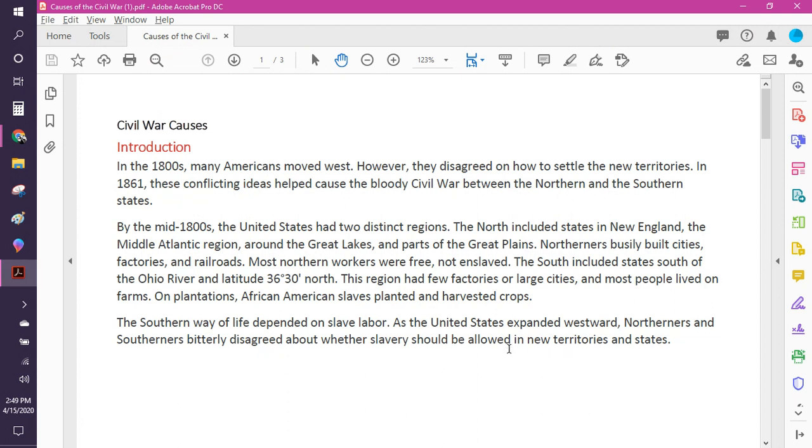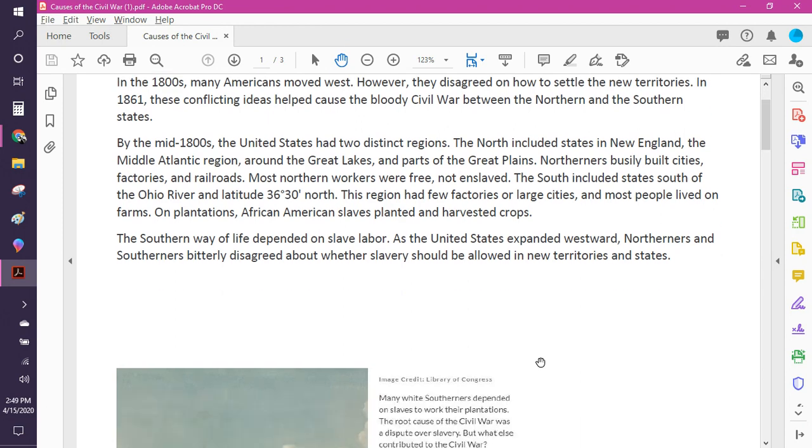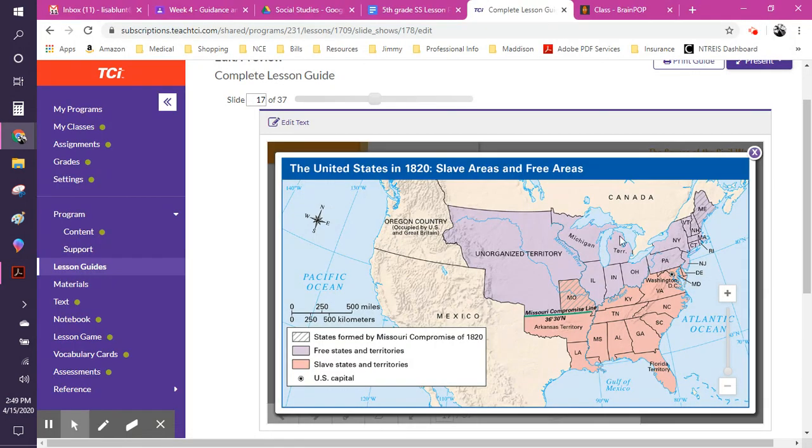So, let's keep reading. The Southern way of life depended on slave labor. As the United States expanded westward, Northerners and Southerners bitterly disagreed about whether slavery should be allowed in the new territories and states. So, what they're saying is those areas that were in the North, the people that lived in the North, they didn't use slaves for labor and to help their economy. But in the South, they did use slaves. They were not free and they did not get paid for their labor. So that was to benefit their economy and their way of life.